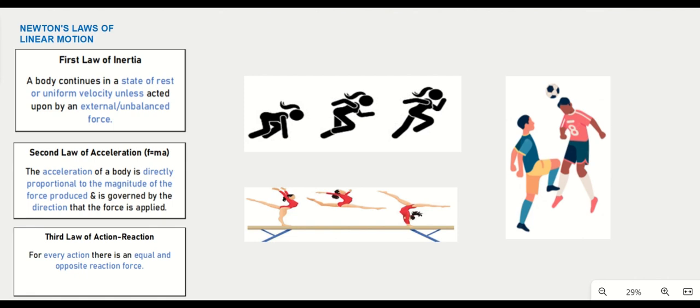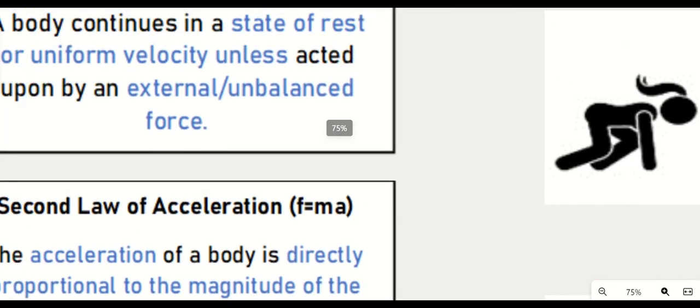The second thing you need to be able to do is define them. And then the third thing, the important thing for your application scores, is to make sure you can apply that law or each of those laws to scenarios. So I've given you 3 on the board there. We've got a sprinter, we've got a gymnast on the beam, we've got a footballer jumping up for a header. All of these have appeared on exam papers. So if we just spend a minute looking at each one, and then you're going to have a go at applying them. So let me just zoom in here a second.